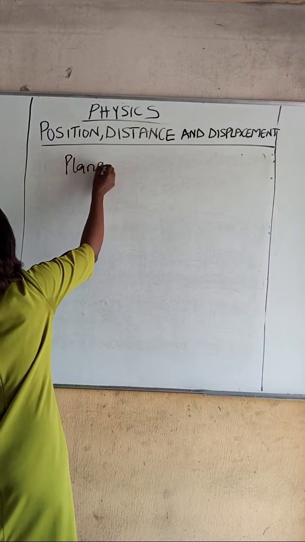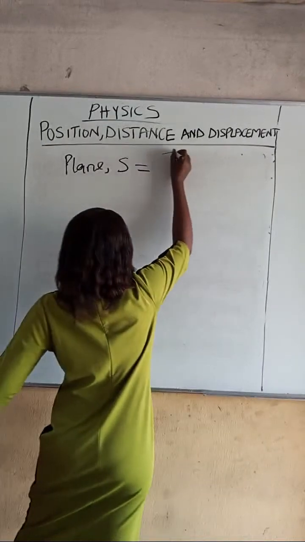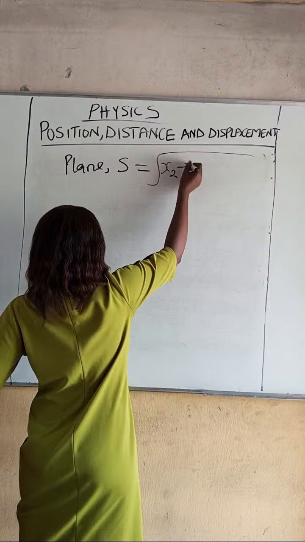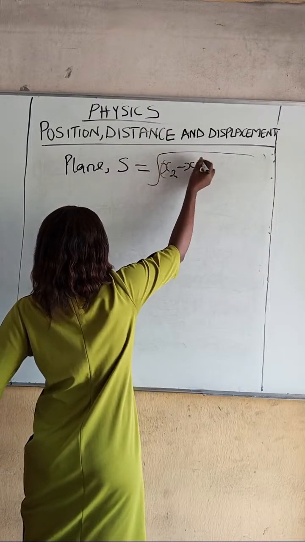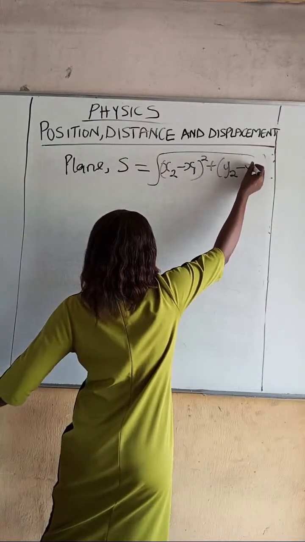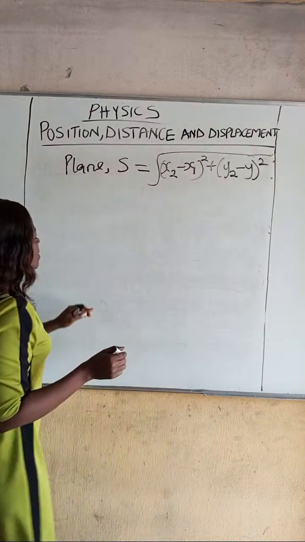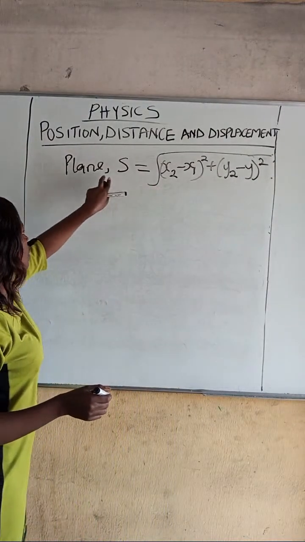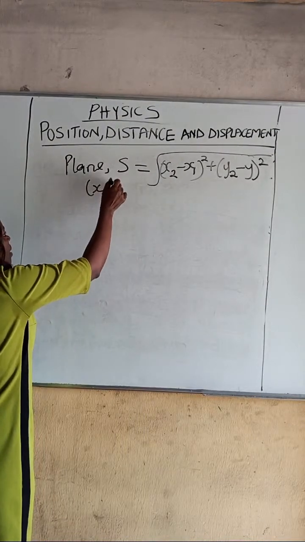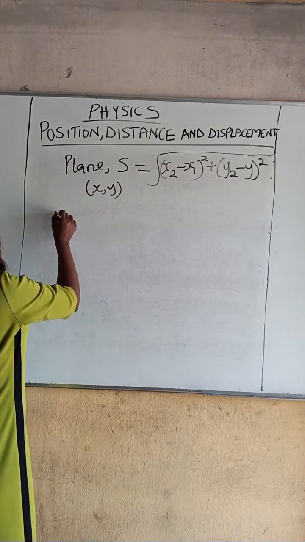For a plane, x is equal to the root of (x2 minus x1) all squared plus (y2 minus y1) all squared. They will take the root of it. This is for what? For a plane. And remember that a plane has just x and y coordinates. Okay?